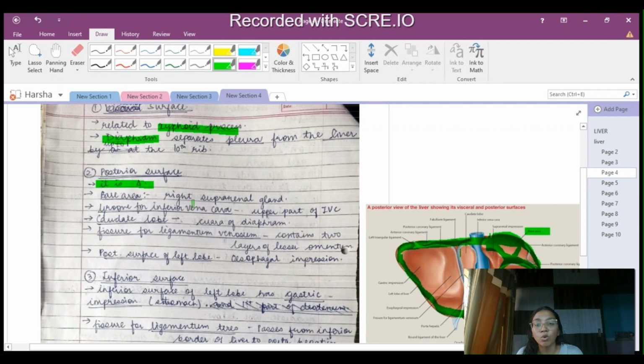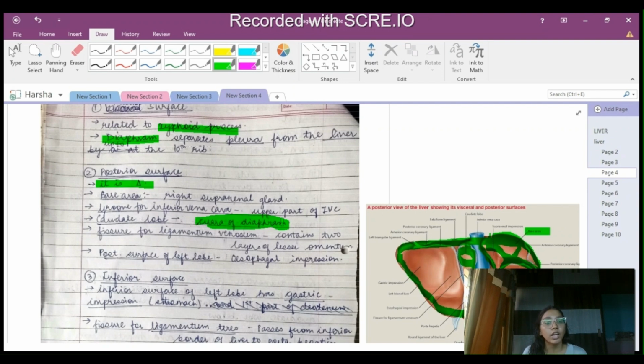Then the groove for inferior vena cava. You can see this is a certain depression, and that is actually the groove for the inferior vena cava. Next is the caudate lobe. We have seen that in the posterior surface of the liver we have a caudate lobe, and this caudate lobe is lodging the crura of the diaphragm. When we start learning about the diaphragm muscle, we'll come to know what the crura of the diaphragm is. For now, just learn that the caudate lobe has the crura of the diaphragm.